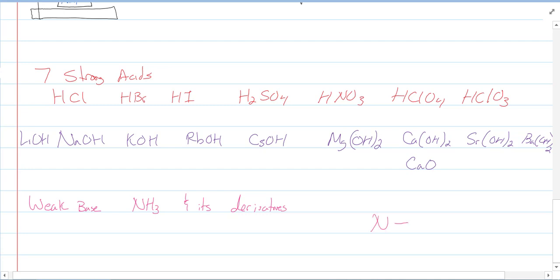So that means anytime I have N with a lone pair, that's what I mean. It doesn't matter what X, Y, or Z are. It can be H's, it can be other things. That's a base. So that's acids and bases in Chem 1.